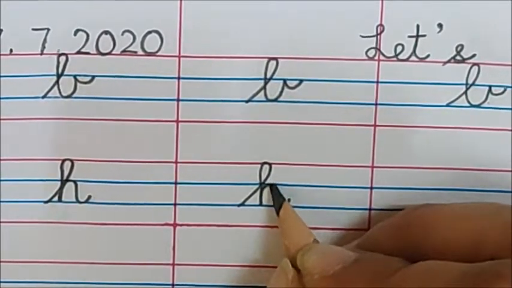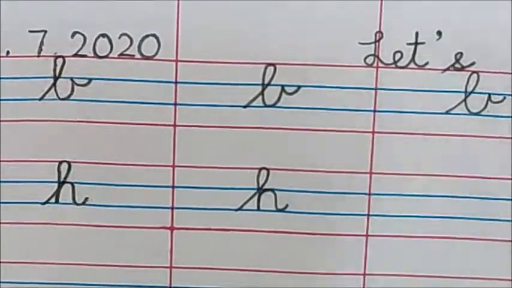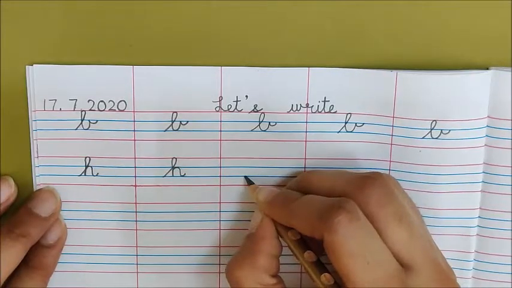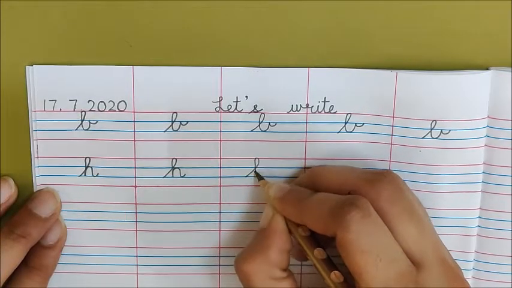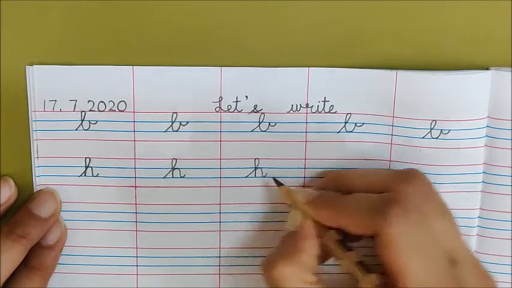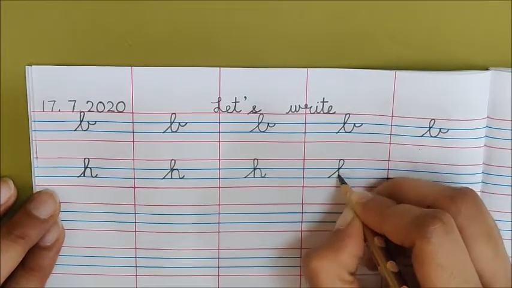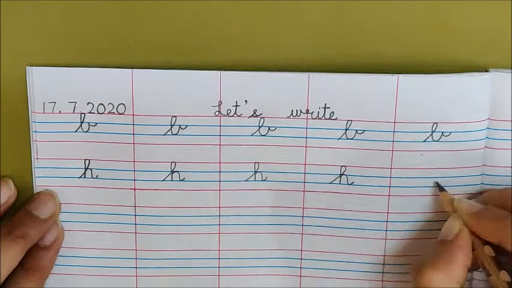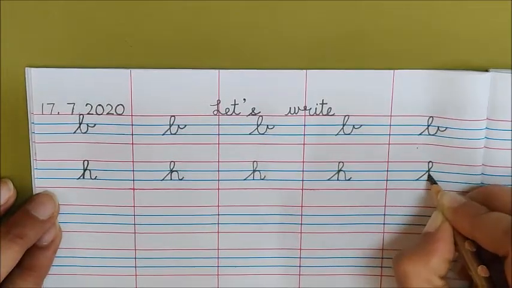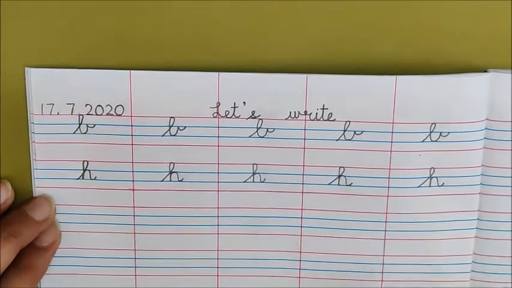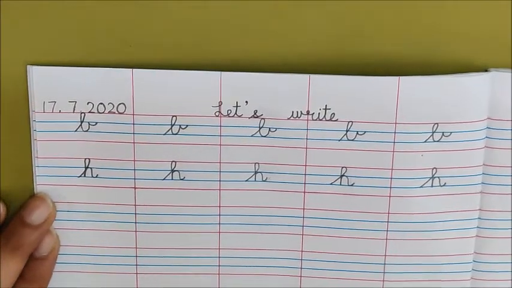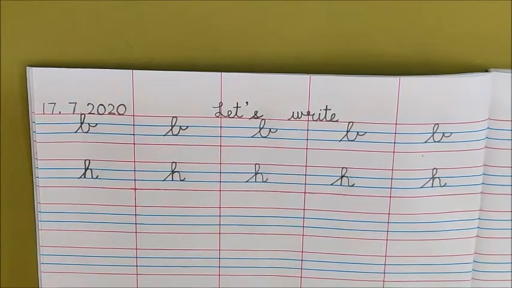See, it is touching the blue line, okay? Make sure that it touches the blue line. Now, say the sound and write. H, H. H, H. H, H. Done, children? After writing H, now comes the next letter.